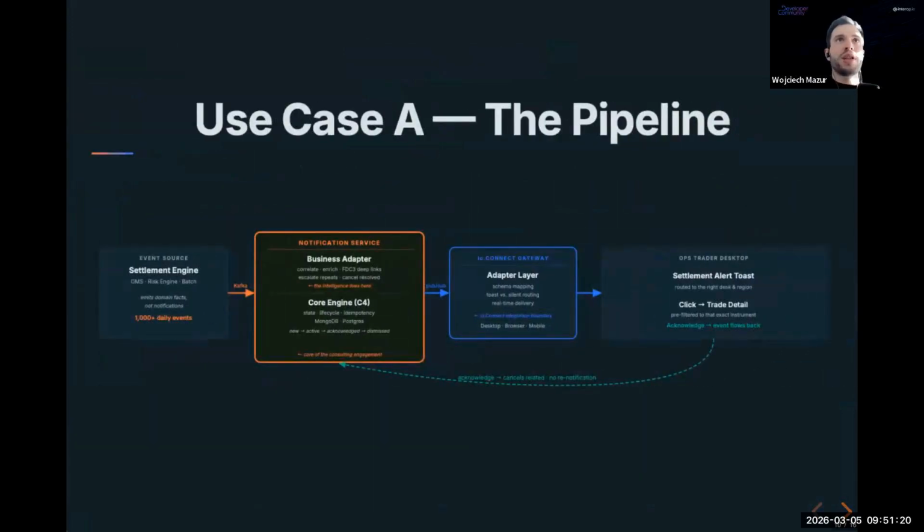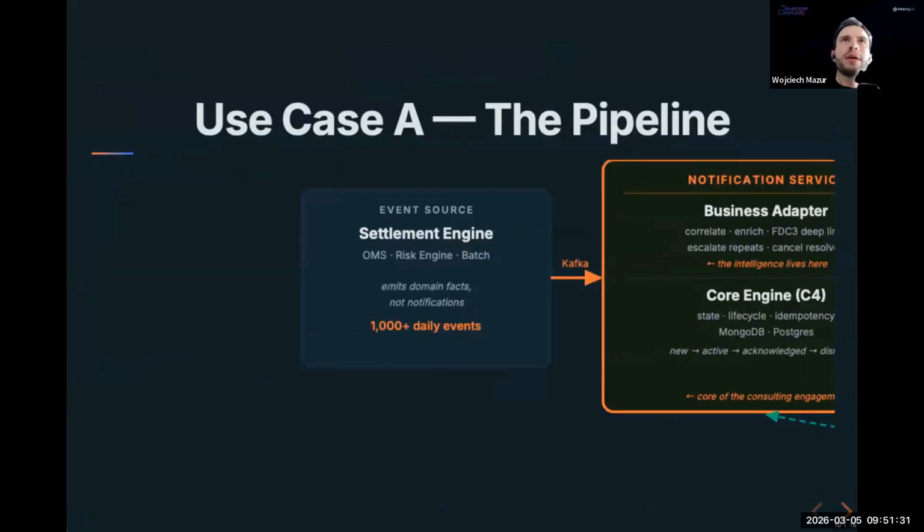So yeah, this is how it looks from the architectural perspective. Four stages, left to right. Let me walk you through what each one does. The first one is the event source. The backend emits raw domain events, like settlement failures, risk breaches, batch completions, and so on. These are facts about the business, not instructions for the UI. So the source has no knowledge of who's on call or what channel to use.